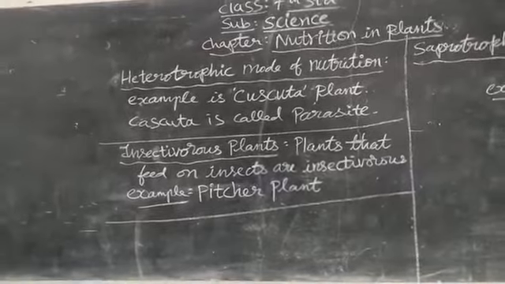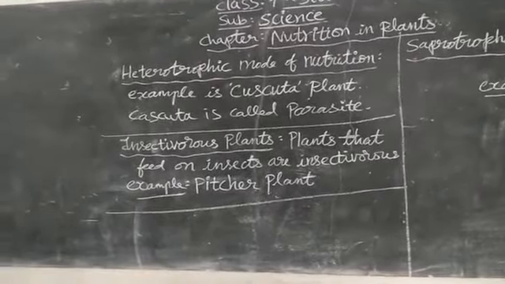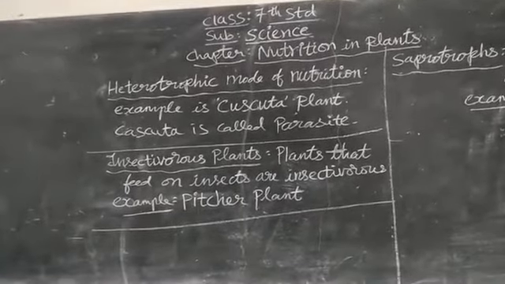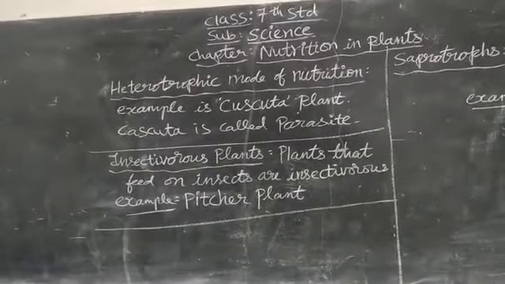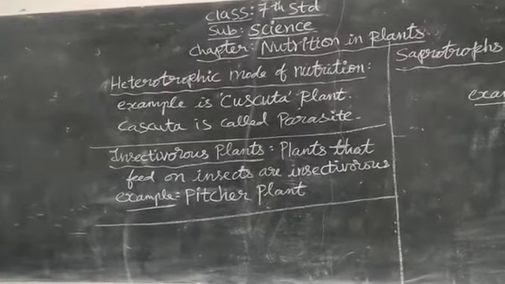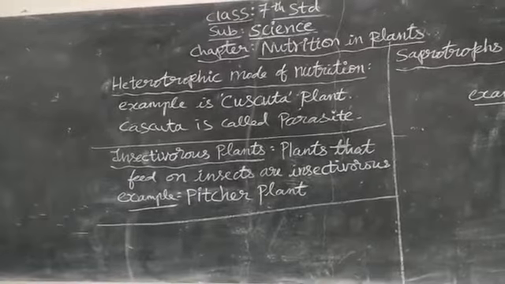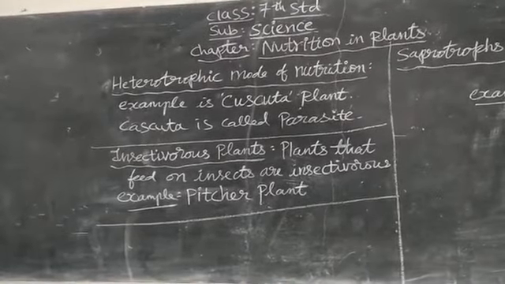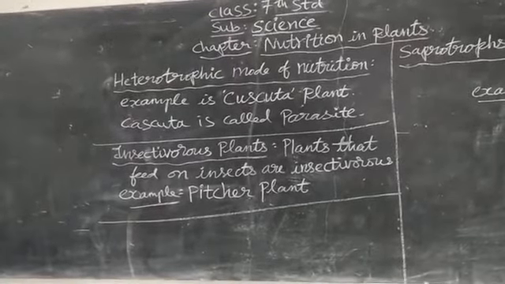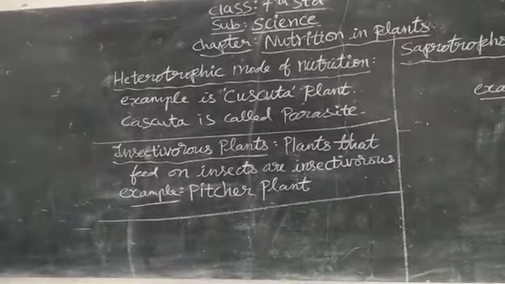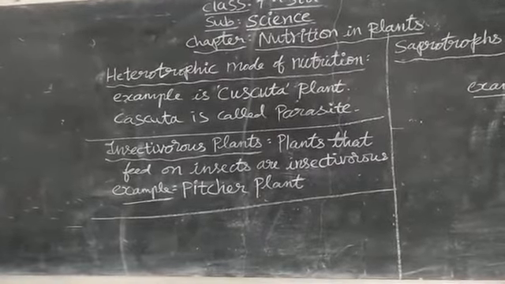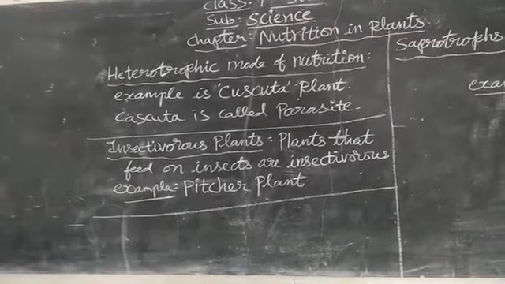Okay. Next comes insectivorous plants. Insectivorous plants means there are some plants which eat insects. Example is pitcher plant. Best example is pitcher plant. This plant has a leaf shaped like a conical thermos jug. Have you seen? I think you have seen a water jug. There is a lid on that jug. You can close it and open it. The leaf of this pitcher plant will be like a water jug.